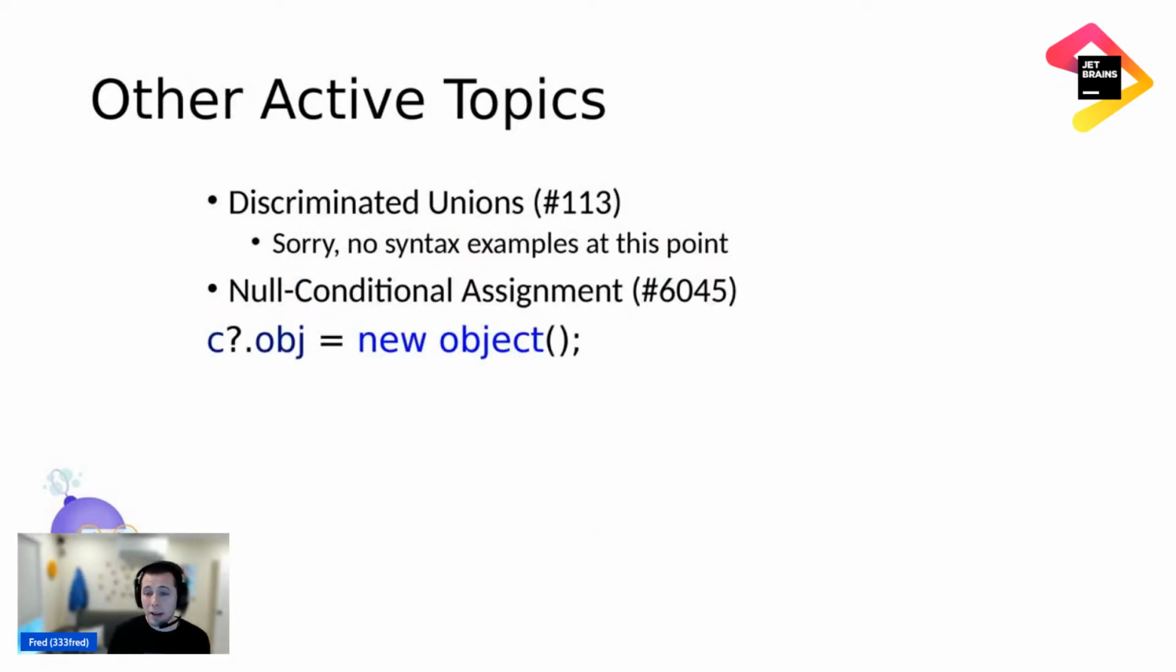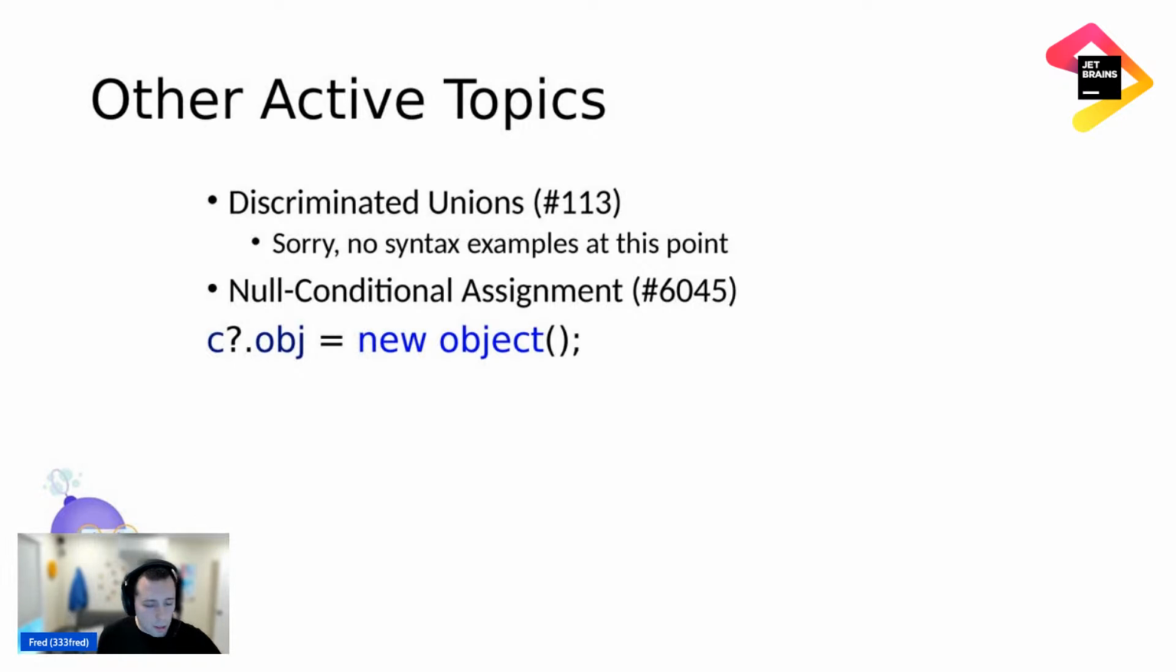All right, some other active topics that we're working on: discriminated unions. Sorry, I don't have syntax examples for this. We're still in the active design phase, but it is something that we're looking at. I know it's the most popular requested feature on C# Lang. I want it too. We are trying to bring it, and it's just a big topic space.